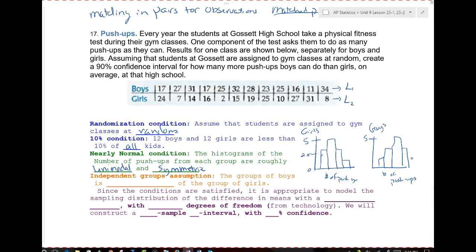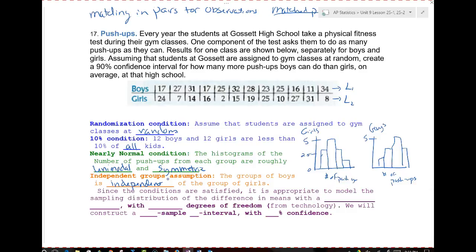All right, the independent group assumption. The groups of the boys are going to be independent of the girls. We have no reason to think they wouldn't be independent of one another. The reason we separate groups is we're not pairing them. It's not a competition between boys and girls. We're just doing overall comparisons.